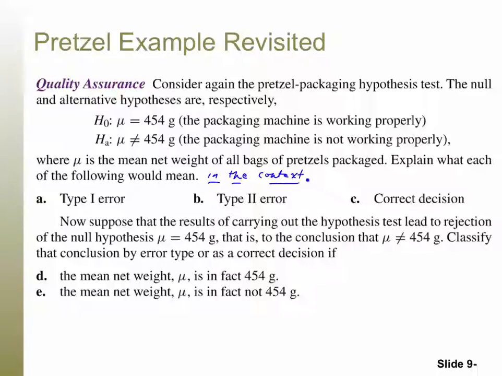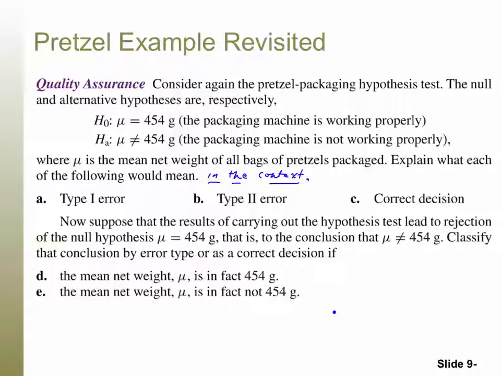So you're talking about pretzels, okay? You're talking about pretzels when you're explaining what a type 1 error would be for this problem, and what a type 2 error would be, and what a correct decision would be. Your answers are going to be talking about pretzels.